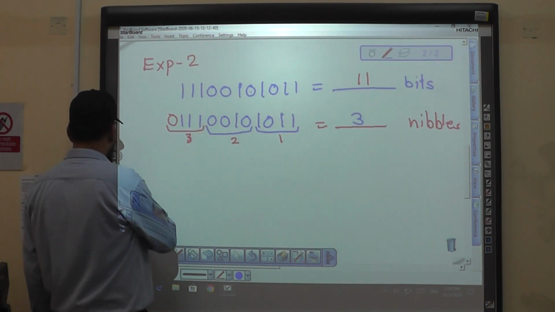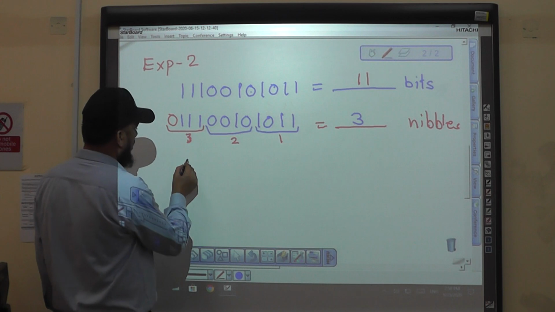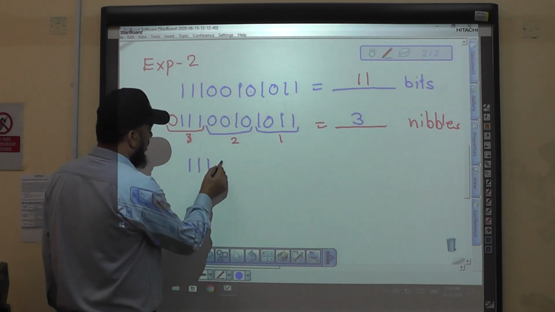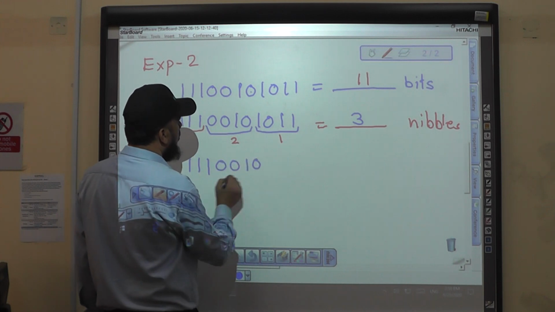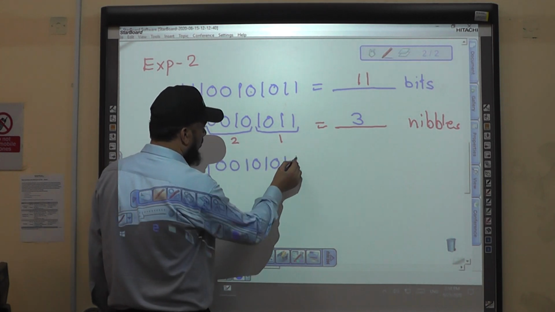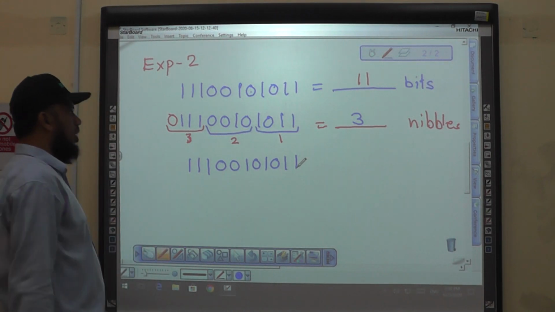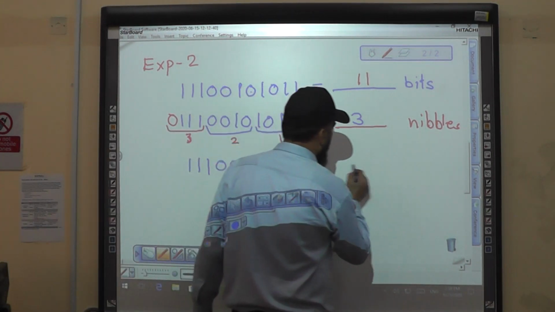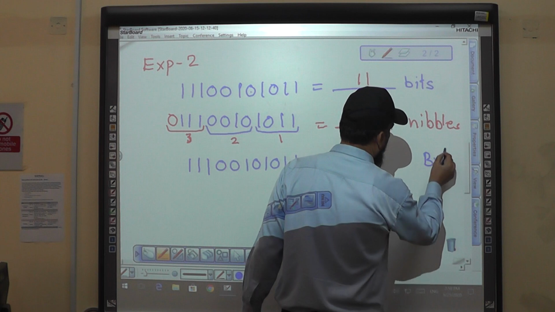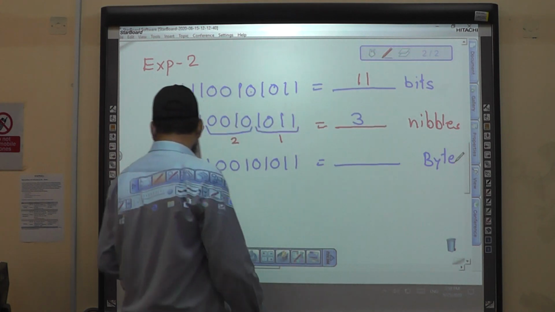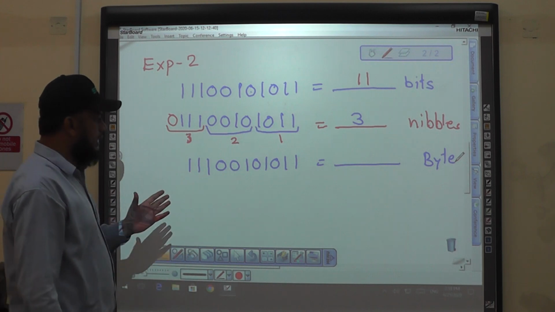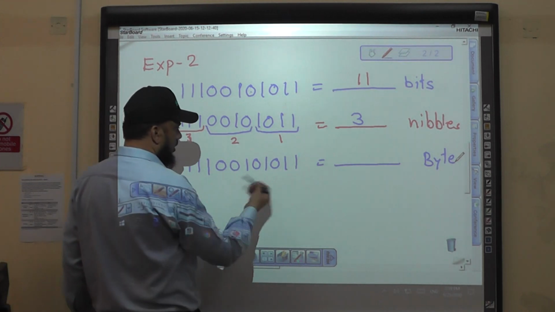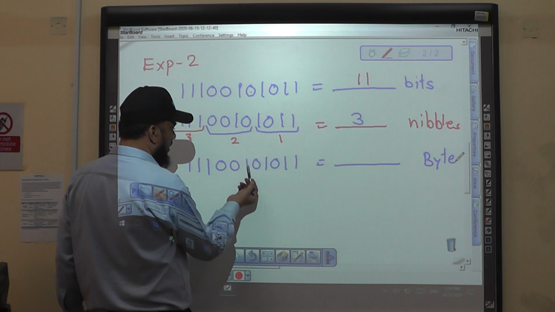Now coming to the point of the bytes. In the byte, again I will rewrite this number 1 1 1 0 0 1 0 1 0 1 1. Now how will this be written as a byte? How can we write this byte? I told you about this one. The byte is a group of 8 digits. We will count from the right. 1 2 3 4 5 6 7 8.